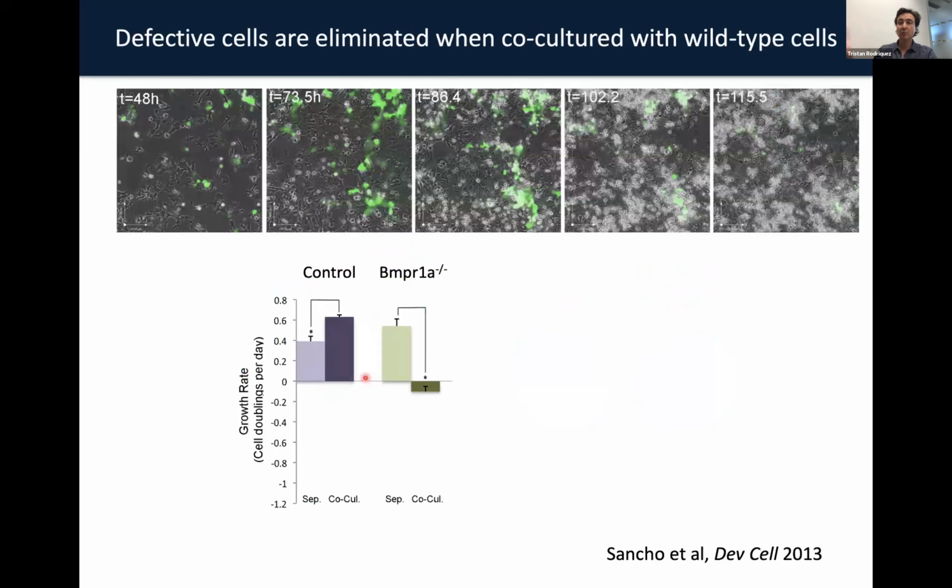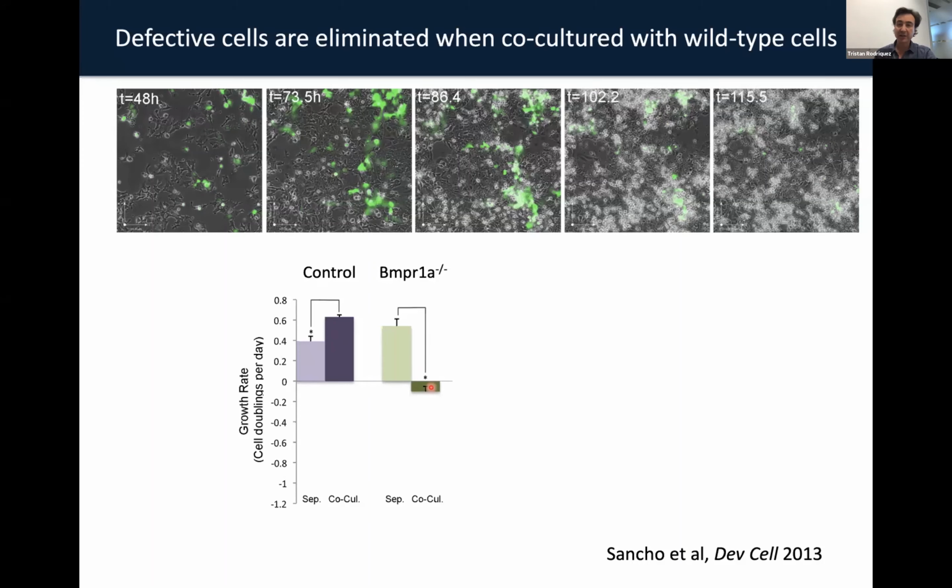Using this system, what we could show a number of years back is, again, if you take, for example, cells with defective BMP signaling, labeled here in green, and you co-culture them with wild-type cells, these cells with defective BMP signaling are eliminated from the culture within a relatively short time window. We can show that this elimination is really dependent on the presence of wild-type cells, because if we look at the growth of cells with defective BMP signaling in a homogeneous culture, we see that they grow similar to controls. It's specifically in the co-culture condition that these cells show a negative growth rate, indicating that they're being eliminated.